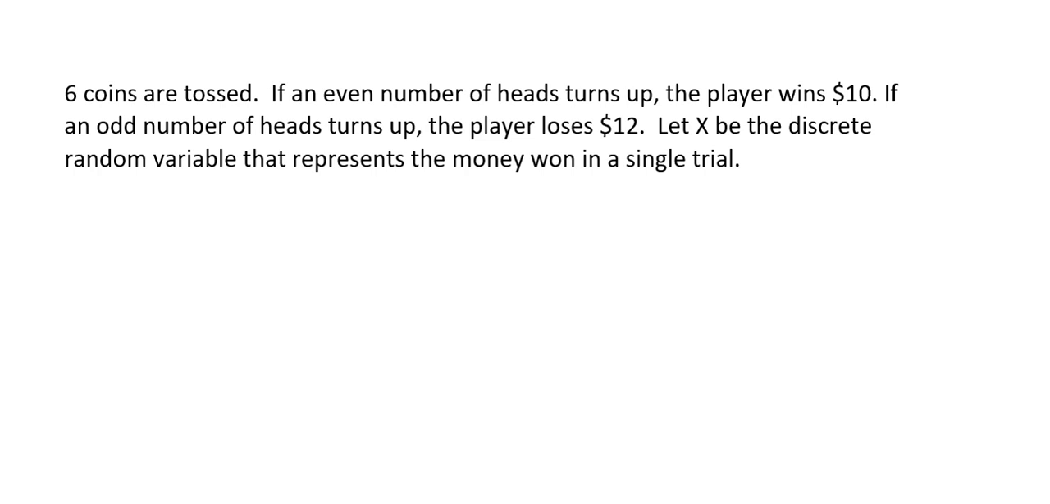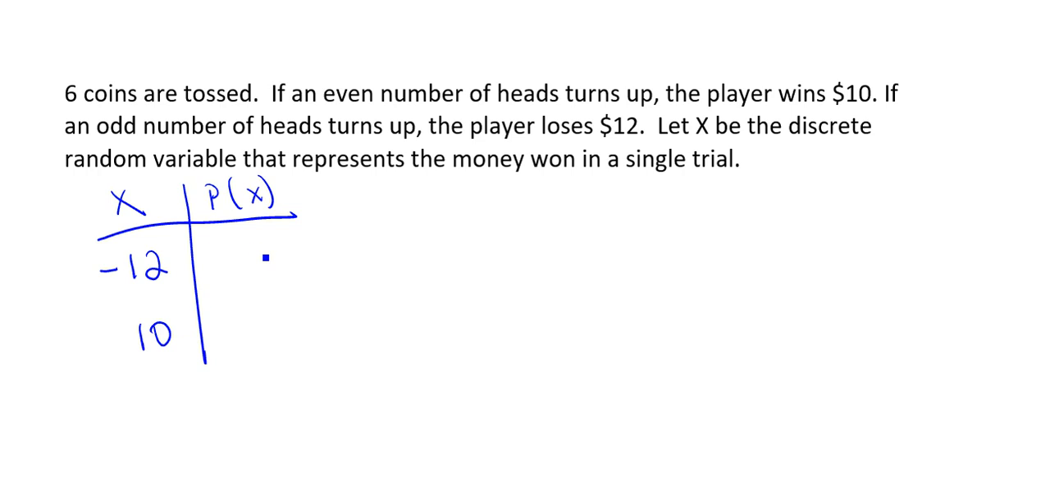So we know that because we're creating the probability distribution for X, there's only two possibilities for what the values that X can take on. At the end of this experiment of tossing 6 coins, either you have lost $12 or you've won $10. So I just have to figure out what the probabilities associated with those are.